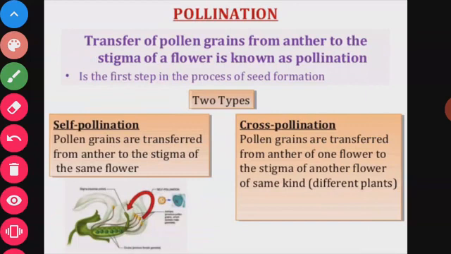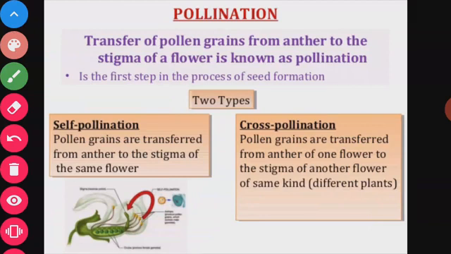If pollination does not take place, formation of seed does not take place. If fertilization does not take place, formation of seed does not take place. So for the formation of seeds in flowering plants, two processes happen: first, pollination, and second, fertilization.